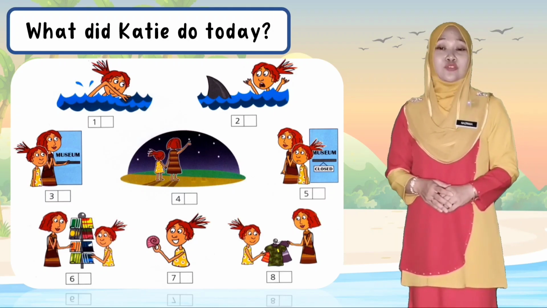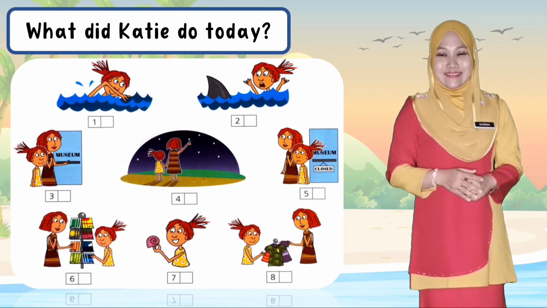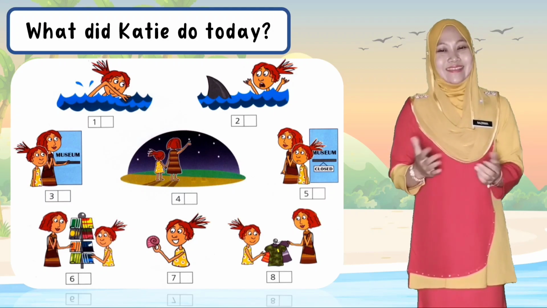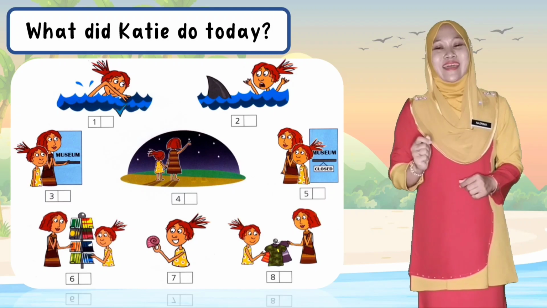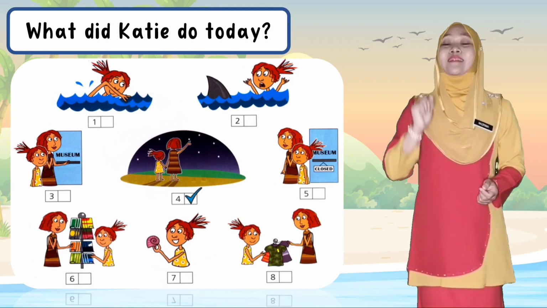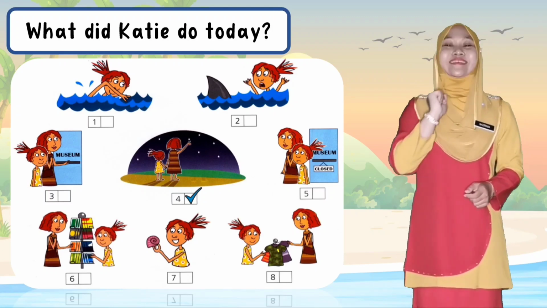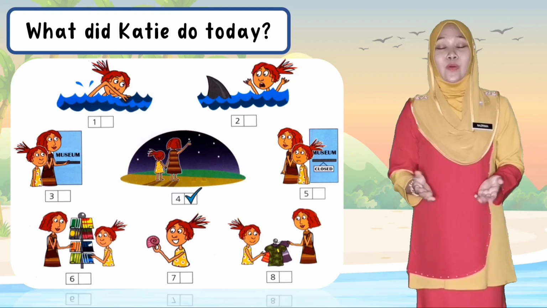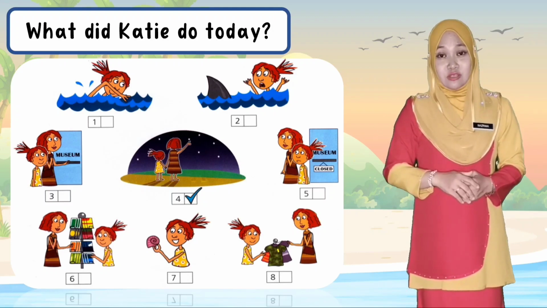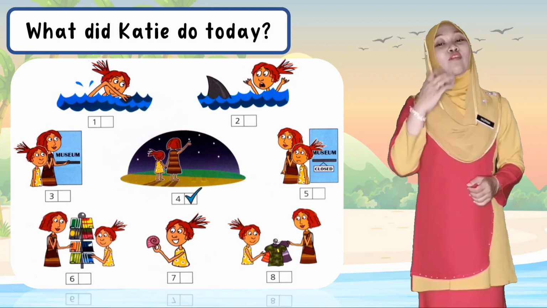Let us move on to picture number 4. What do you think the answer? Yes, the answer is correct. It is because at night, Katie and her mother walked on the beach and looked at the stars. So, we take the picture. Put the tick in the box next to number 4.